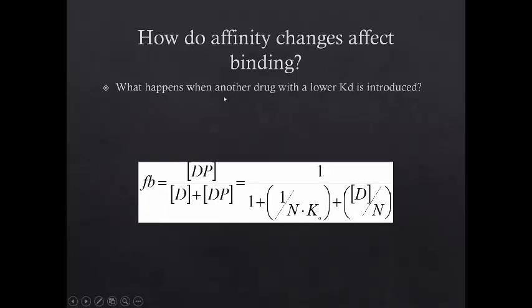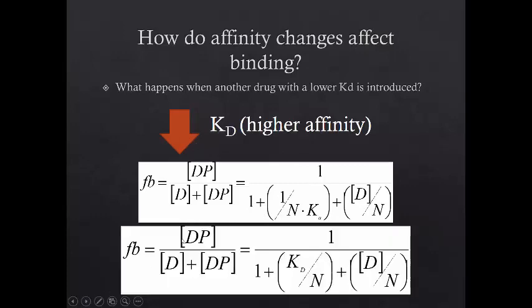What about affinity changing? What happens when another drug with a lower Kd is introduced, or a higher Ka? So we need to change our Ka to a Kd. So we have a lower Kd. In other words, there's a lower concentration needed to have half of the binding sites full. So we have a higher affinity here if we have a decrease in our Kd. So if we replace our Ka with 1 over Kd, we'll end up with this equation, right? You can see this is the same equation, just in terms of Kd.